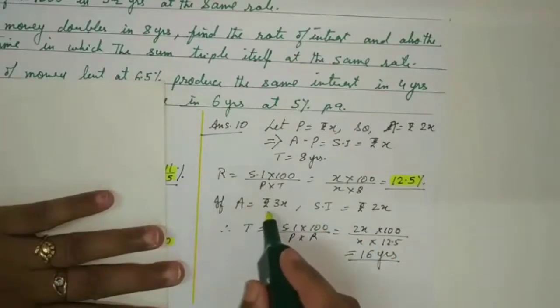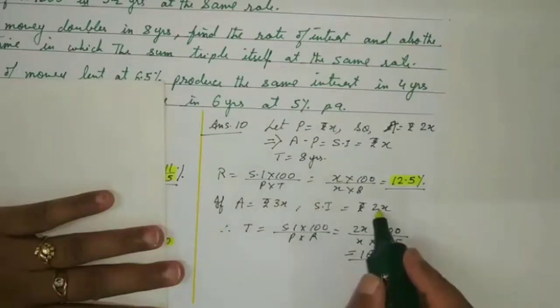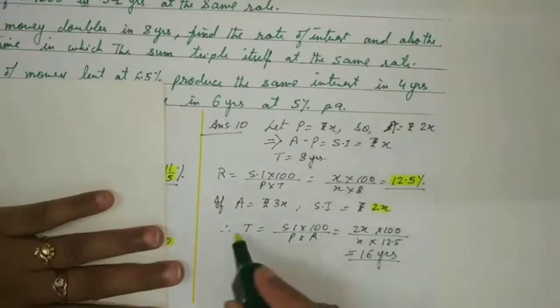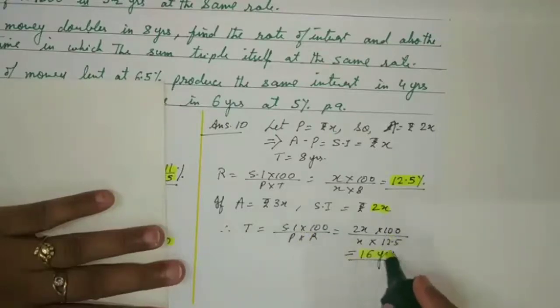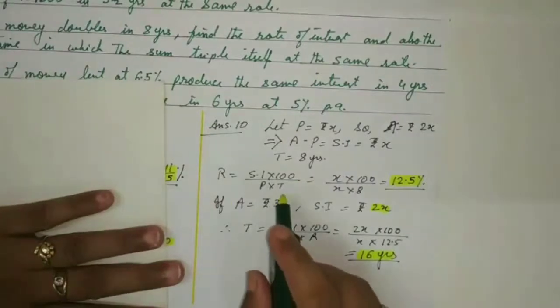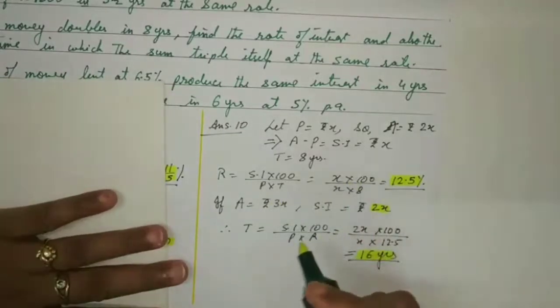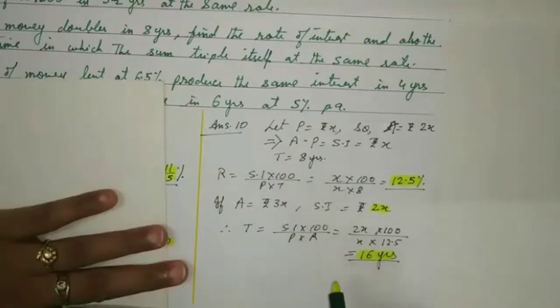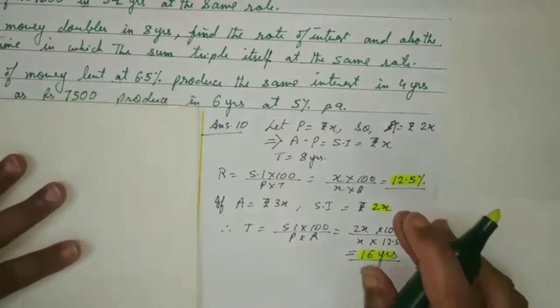The second part of the question, where the money triples itself. So amount becomes 3x, principal as it is, let it be x. So the SI becomes 3x minus x, which is 2x rupees. Now directly time is SI into 100 by P into R. We substitute and we get the answer 16 years. So what is done in this question basically is, we assume principal to be x, and if the money doubles itself, the amount becomes 2x. If the money triples itself, the amount becomes 3x, and we find out the rate and the time as we are doing in the previous questions.